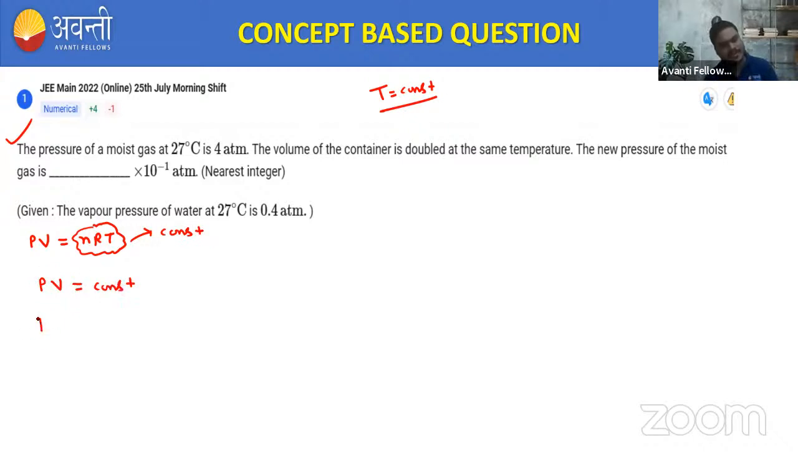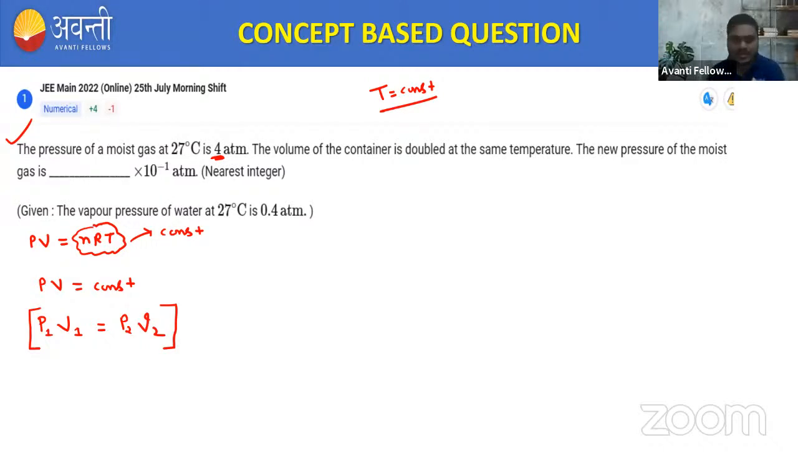So how will you write this? We write P1 V1 is equal to P2 V2. Okay? So we can write like this. P1 V1 is equal to P2 V2. Now, in this question, they're saying the pressure of the moist gas at 27 degrees Celsius is 4 atm. So pressure is given. The volume of the container is double at the same temperature. The volume container क्या हो गया? Double हो गया. The new pressure of the moist gas is. So you have to calculate the new pressure. So let me solve this question.